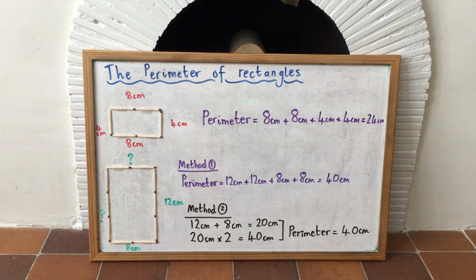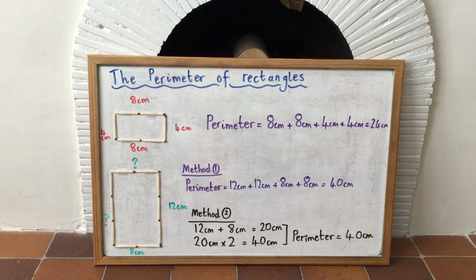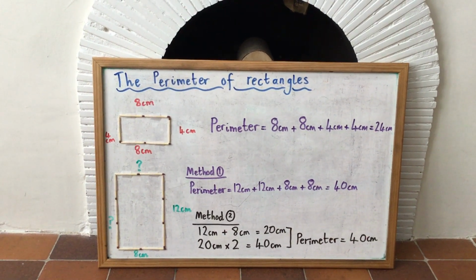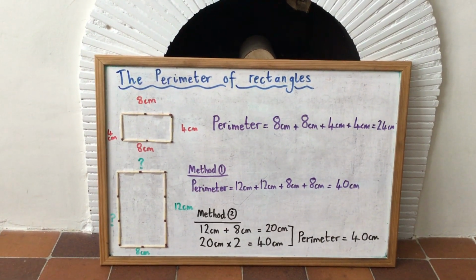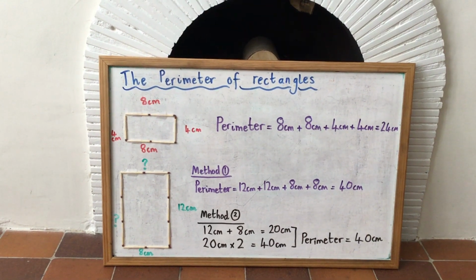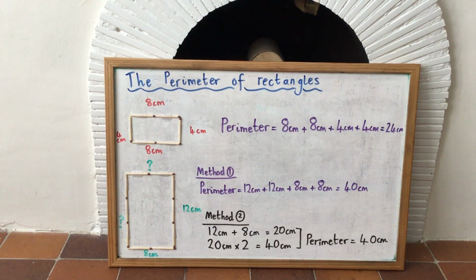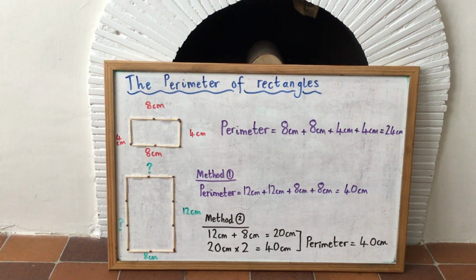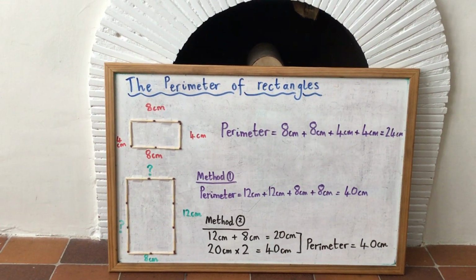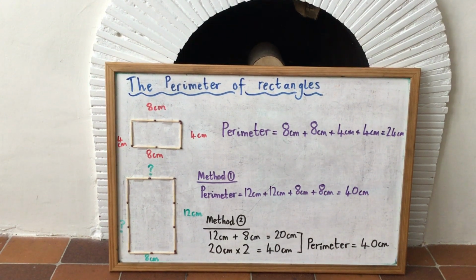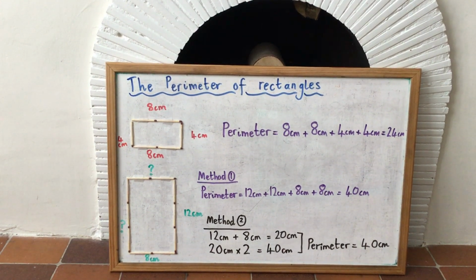The first example, you can see that I've made a rectangle out of matchsticks. And in this instance, the lengths of each of the sides have been given to us. So we can see that the top length is 8 centimetres, as is the opposite bottom length, and the two side lengths are both 4 centimetres.